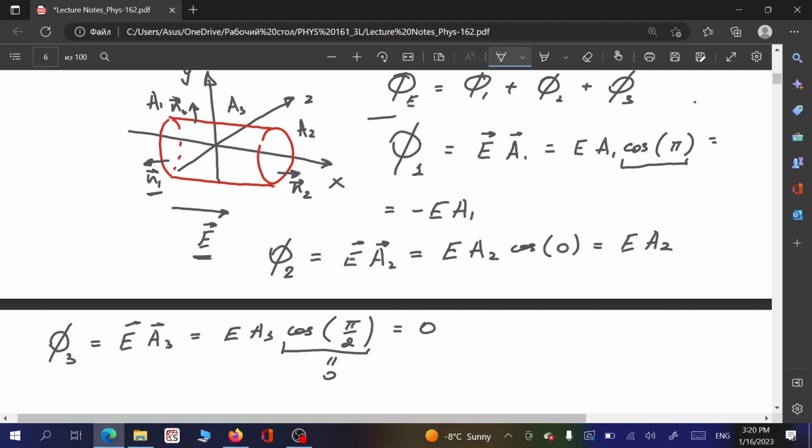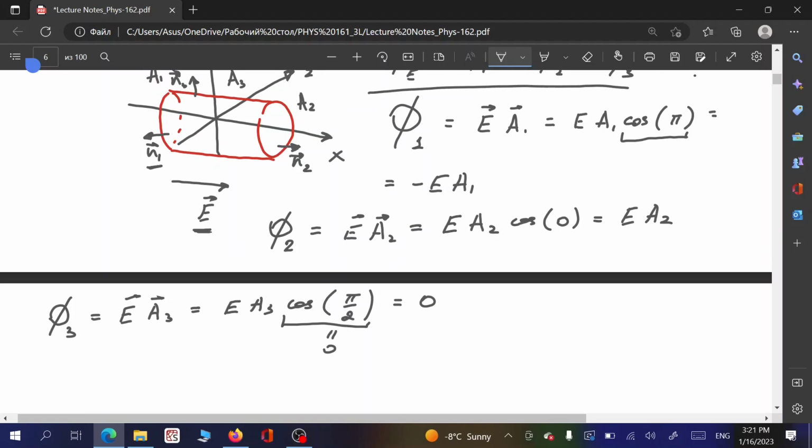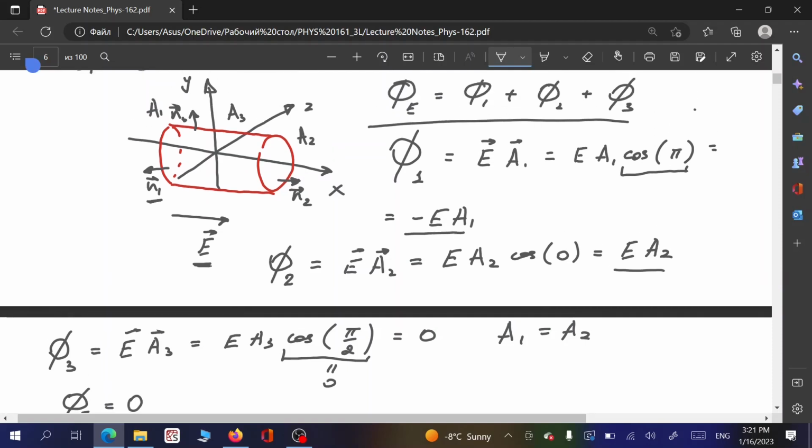So now, according to this previously defined equation, we find the total flux. Assuming that this is a cylinder, the left and right sides of the cylinder should be the same, so A1 should be equal to A2. In this case, the total flux of the electric field vector through the closed surface will be equal to 0, because these two components will compensate each other since they possess different signs, and in magnitude they are opposite.